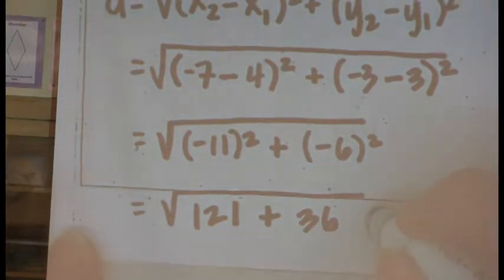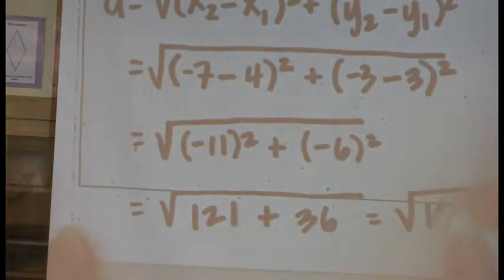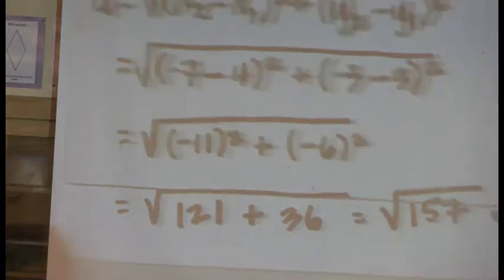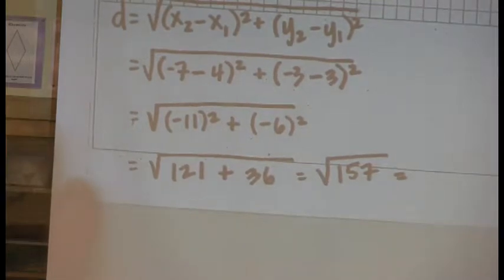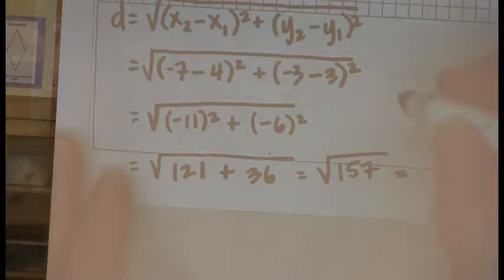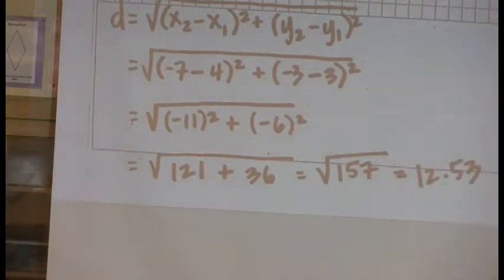Okay. Now I can add those two things up. So 121 plus 36. 157. And then I can just square root 157. 12.53 if I know how to round.